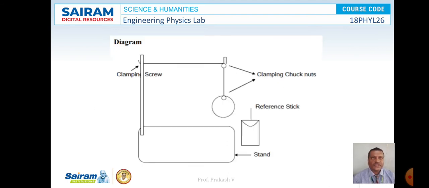And here is a schematic diagram of the experiment. The circular plate is fixed to the wire as shown in the picture, and the other end of the wire is fixed. So the experimental wire is in between the chuck nuts. The other end of the wire is fixed with the circular plate, and a reference stick is also there.